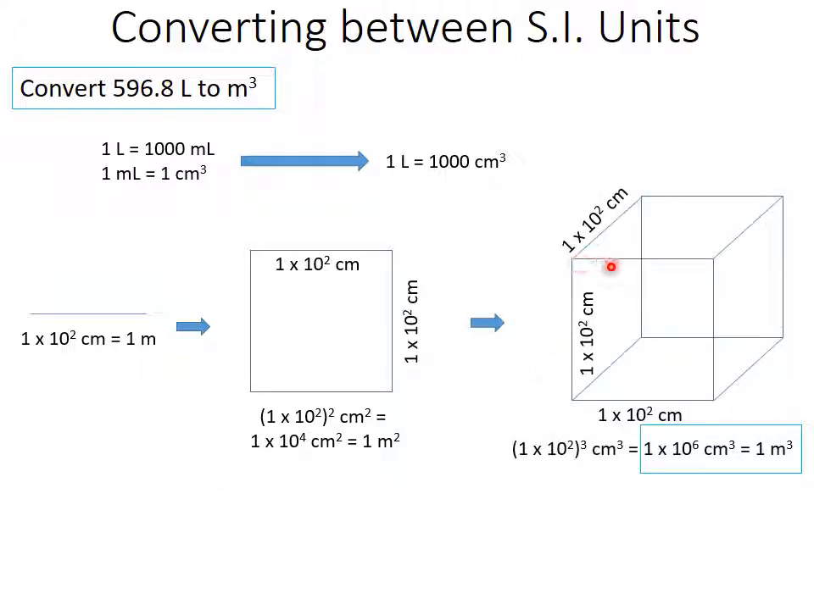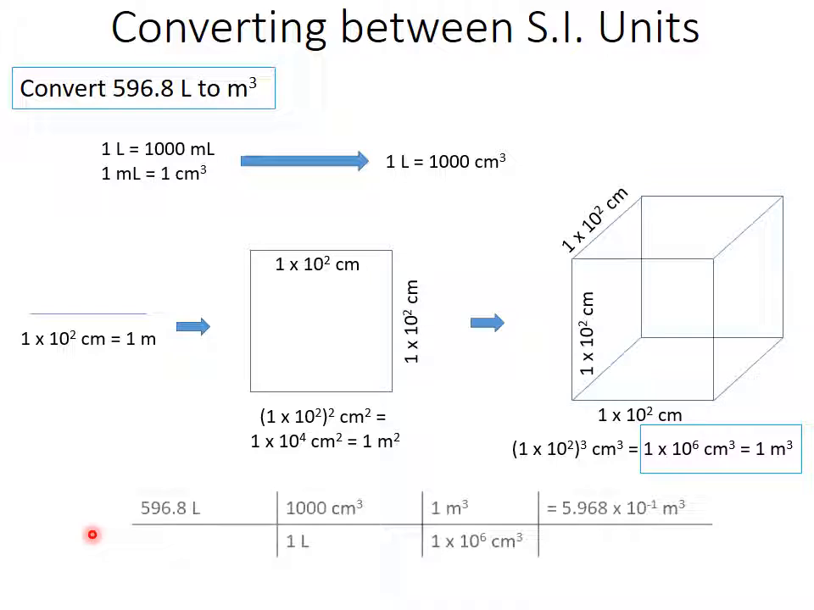I have a box. It is 1 meter on each side. Its volume is 1 times 1 times 1 equals 1 meter cubed. But its volume is also 1 times 10 to the 2 cubed centimeters cubed, or 1 times 10 to the 6th centimeters cubed. So here's our final conversion factor we need. We string it all together in some train tracks.